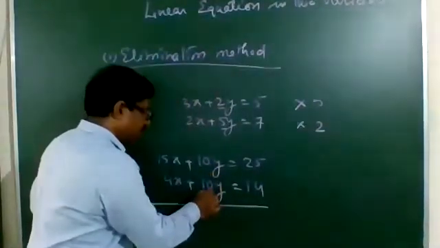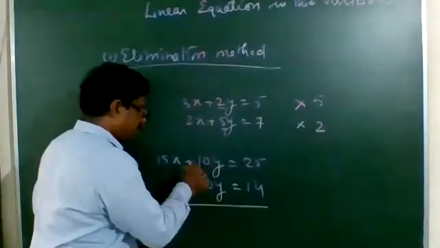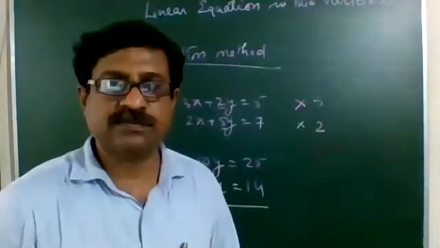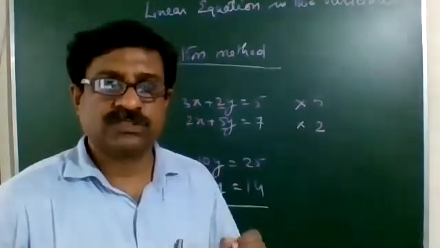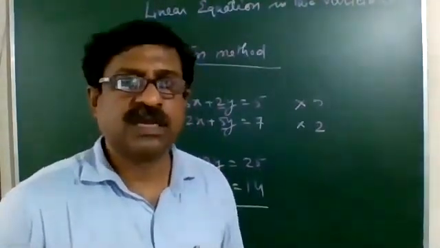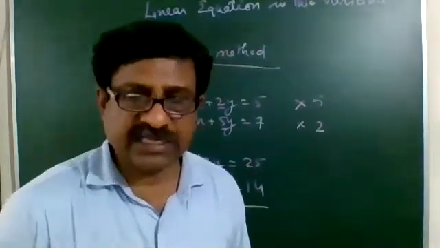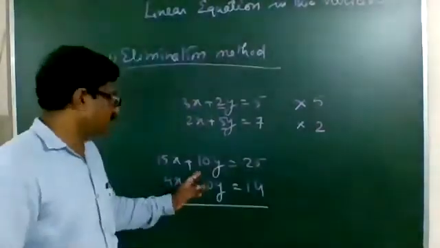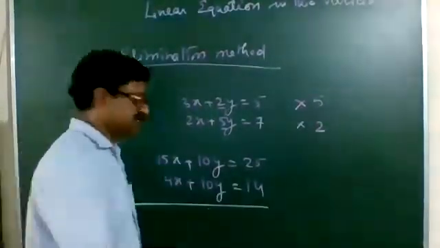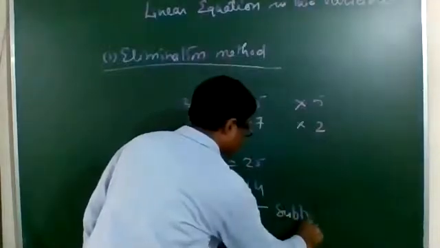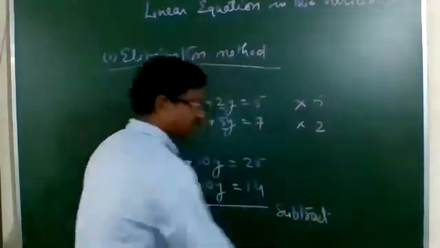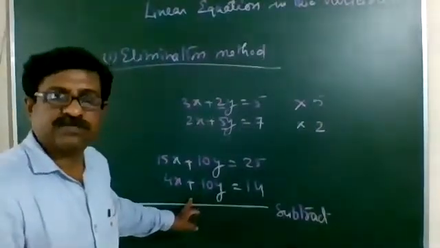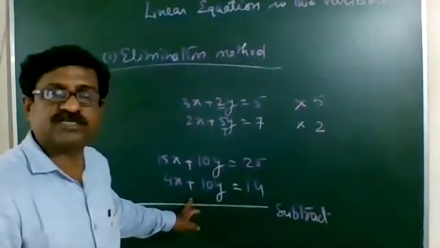After making the coefficient same, we see their sign. If the sign is same, then we have to subtract. And if the sign is not same, then we have to add. In this case, we are subtracting, because the sign of this 10y is the same as the other 10y, therefore we are subtracting it.